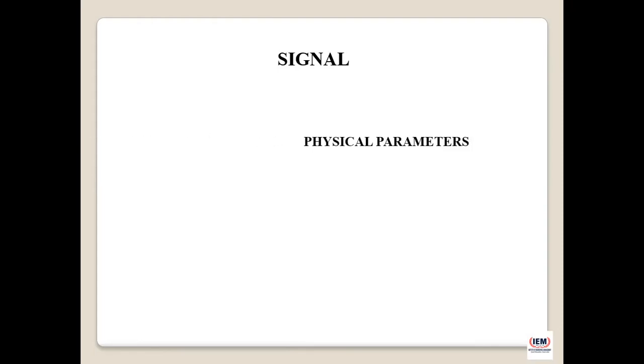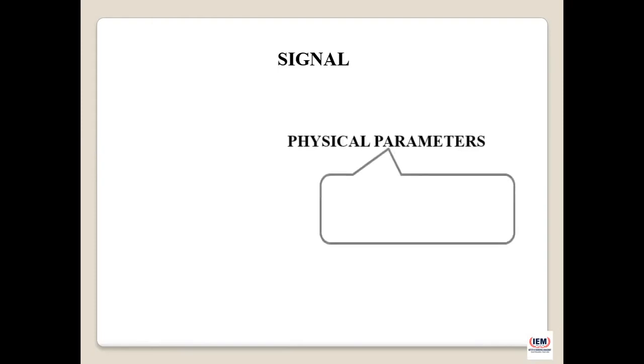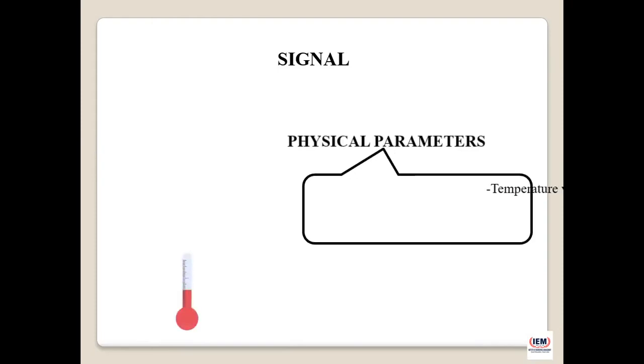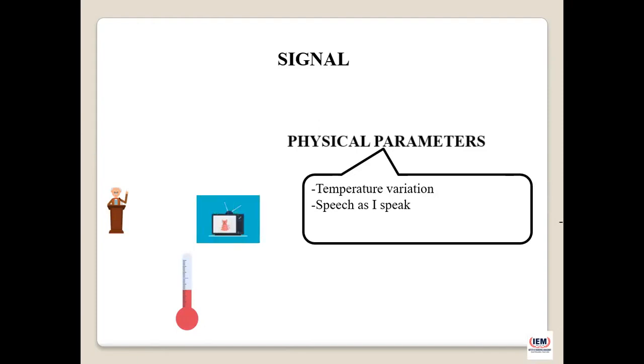So what are the physical parameters? Take an example. We are considering three physical parameters. One is the temperature variation. Another is speech, as I speak, so voice, you can say the voice variation. Another is the video, as the variation of the light intensity.